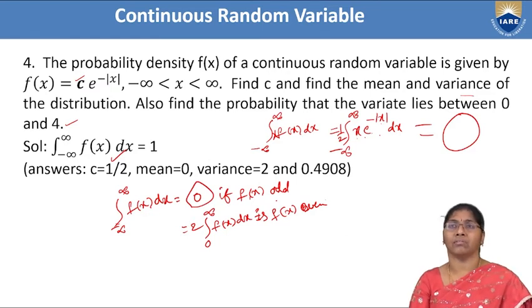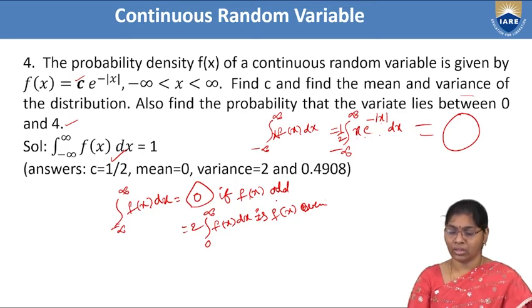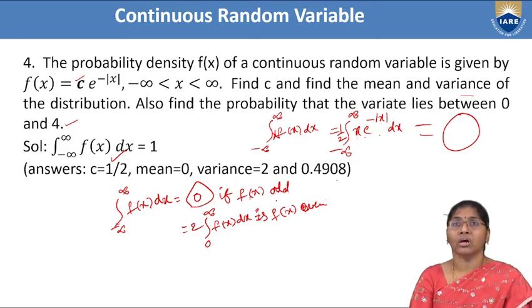Luckily we get it like this. Okay, if any doubts are there? No? Then what about variance? Here, why are we choosing 0, why are we considering 0?